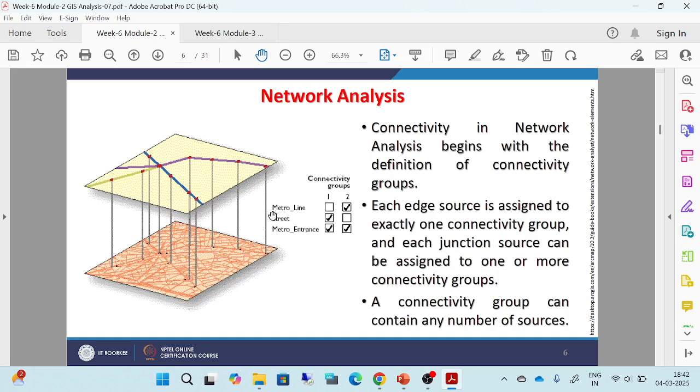All these things, the metro line, the street, and the metro entrance, are all interconnected, so we consider them as a group. In this, the street and the metro entrance can come in one group because they are related in that sense. The metro line and metro entrance are also connected. But the metro line and the street are not directly connected, because how the metro line goes is not decided by the street, but the street and the metro entrances have a connection.